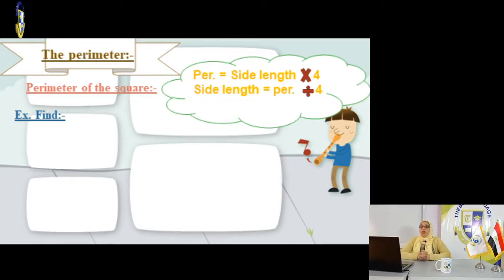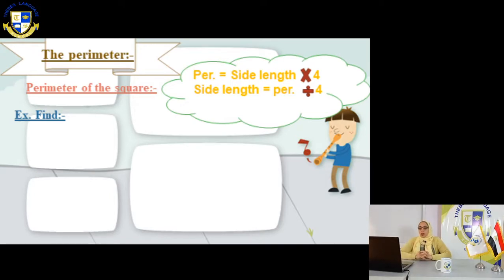Okay, if he asks about the side, what is the rule to get the length of the side in any square? We just change the sign. We make perimeter divided by 4. Okay, now we have an exercise.